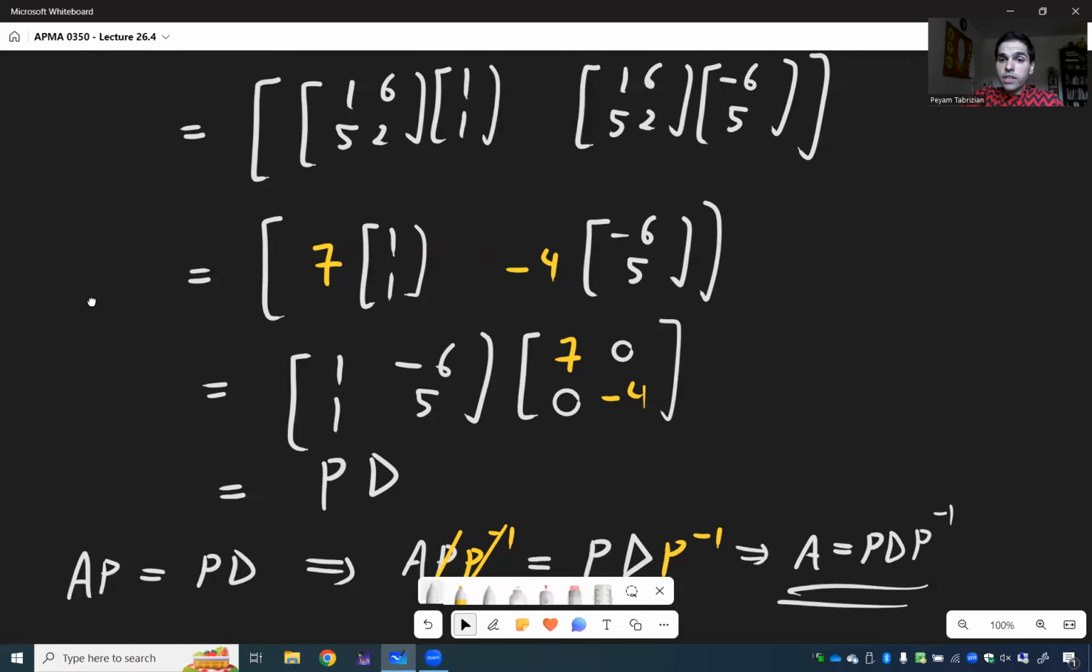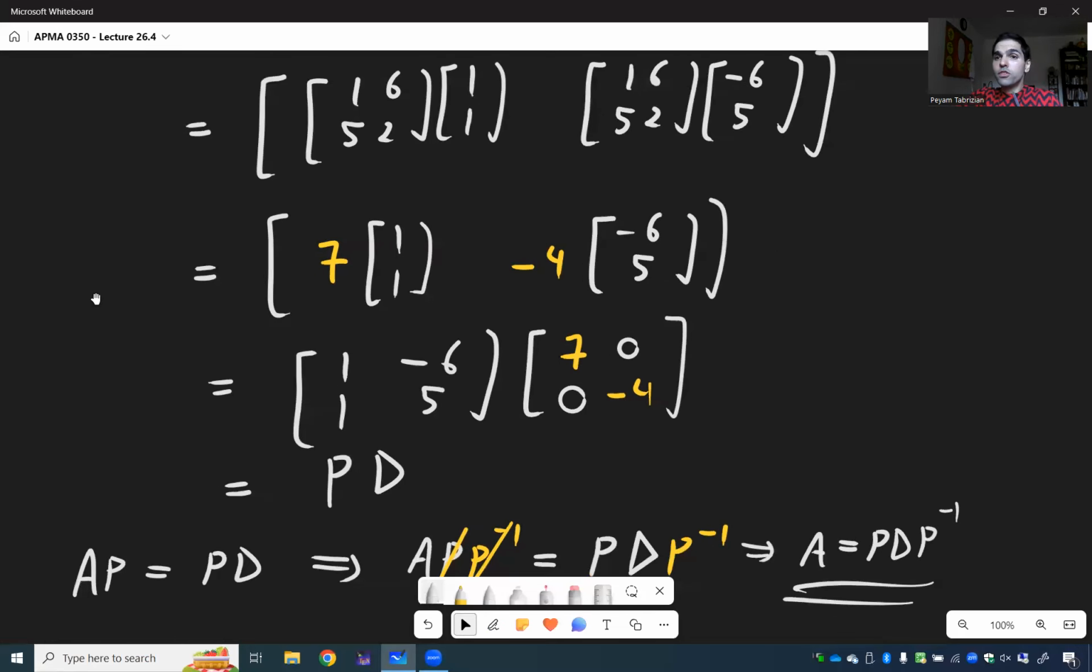So it was important that the columns of P are eigenvectors because precisely of this step. Otherwise, we would just have gotten some gibberish. And once again, the interpretation is A is like D. Feel free to watch the next video for more clarification, and we will see how this is useful for solving systems of ODEs.